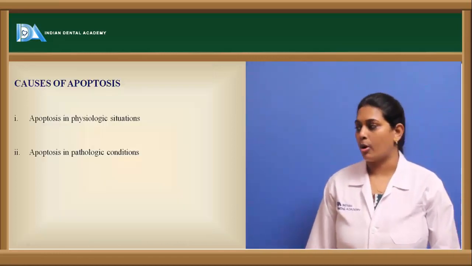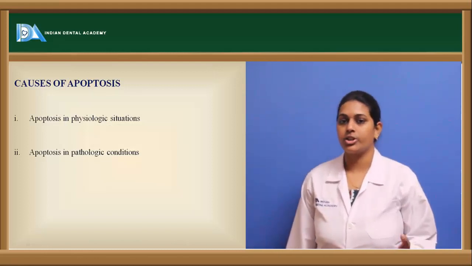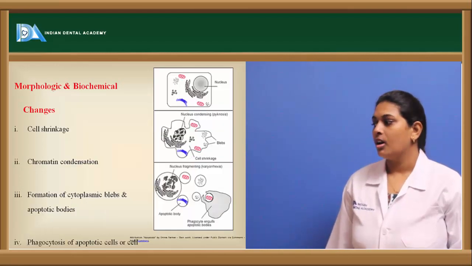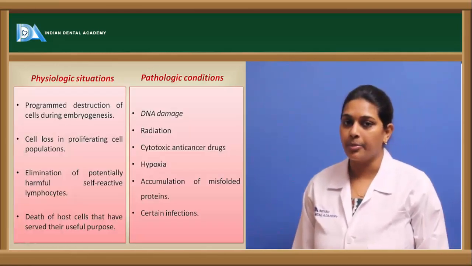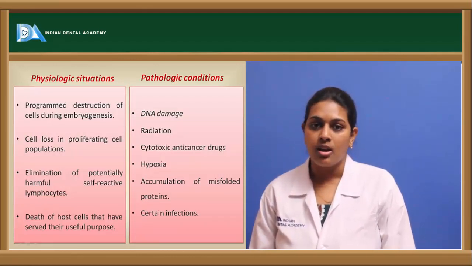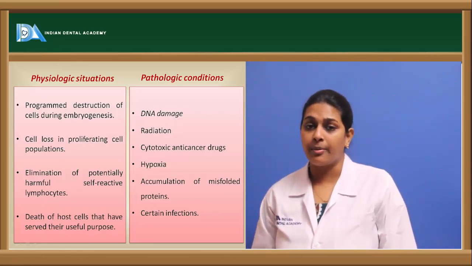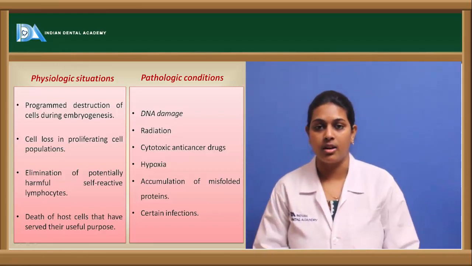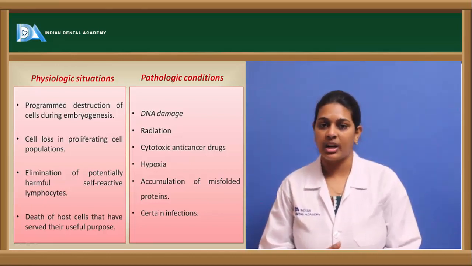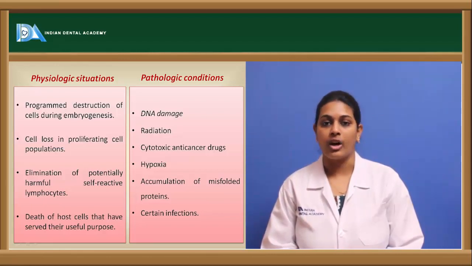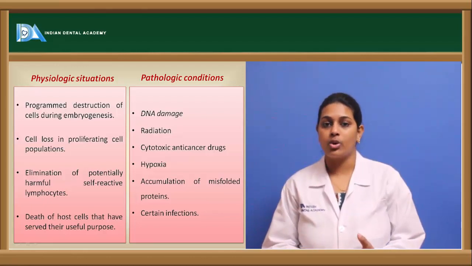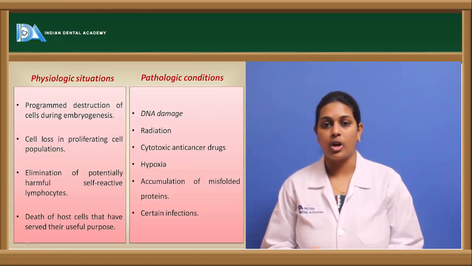So coming to the causes of apoptosis. Apoptosis occurs in physiological conditions as well as in pathological conditions. Coming to the physiological conditions, we see it in embryogenesis. For example, in a developing embryo, there is no gap between the developing fingers and toes. But because of the process of apoptosis, there will be separation between these fingers and toes.